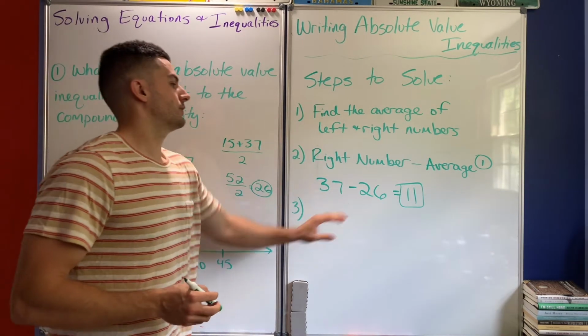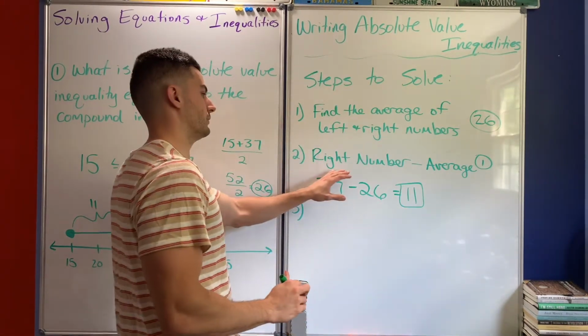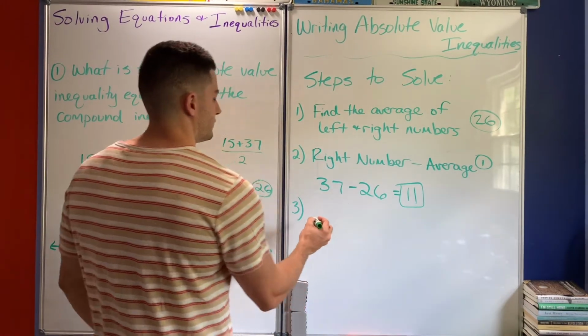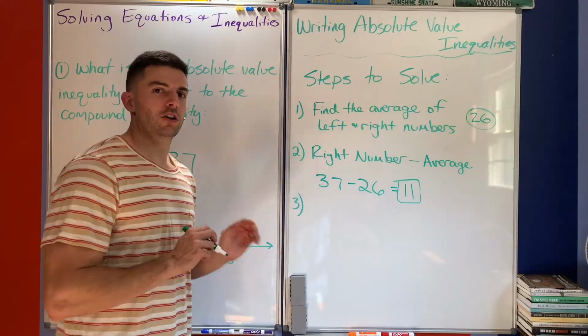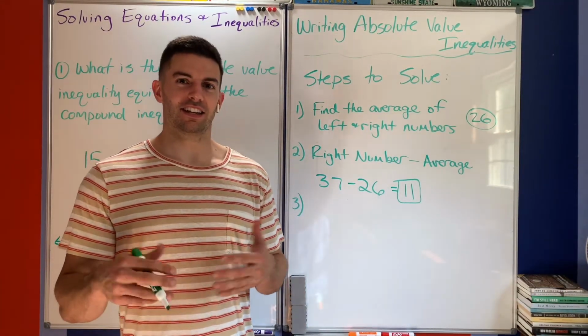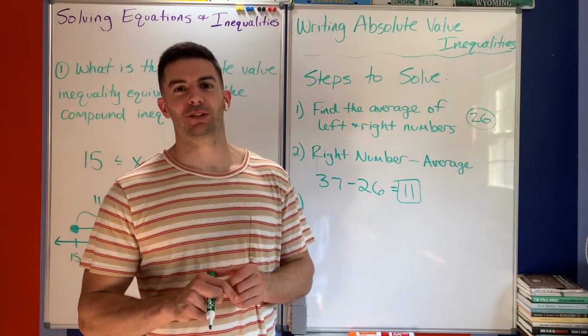So we did steps 1 and 2. I found my average, that was 26, and then I found my right number minus my average, which is 11. And so in step 3, we are ready to put together my absolute value inequality. At this point in the problem, in my original video, I realized that I made a mistake, but there's a funny moment that I had, so enjoy this.